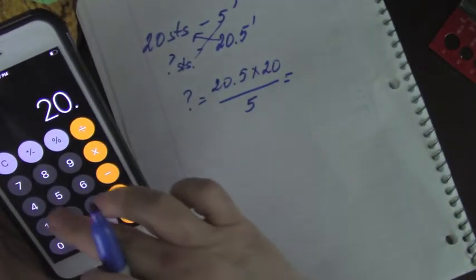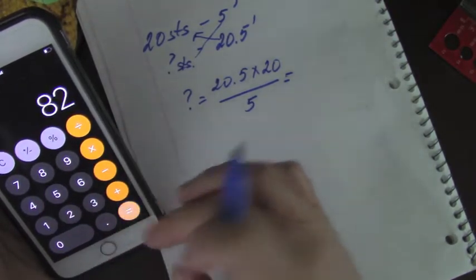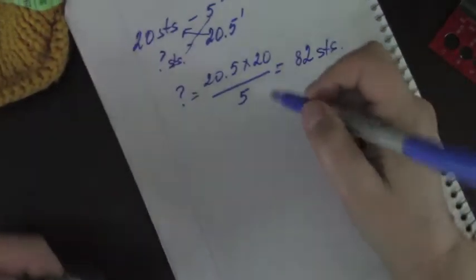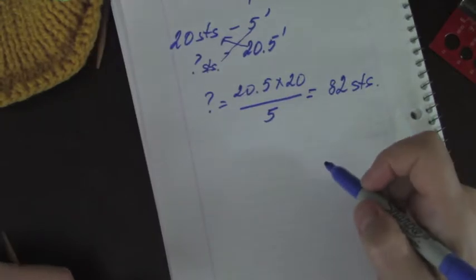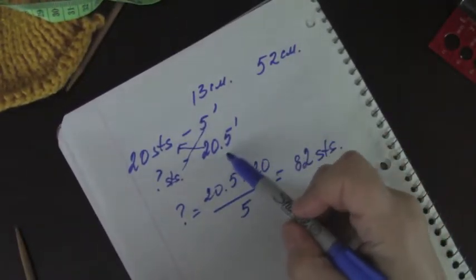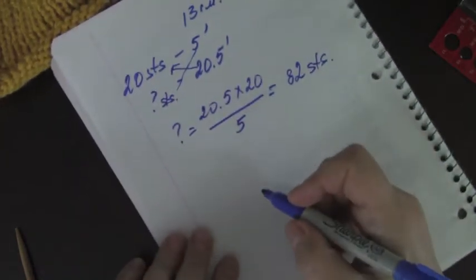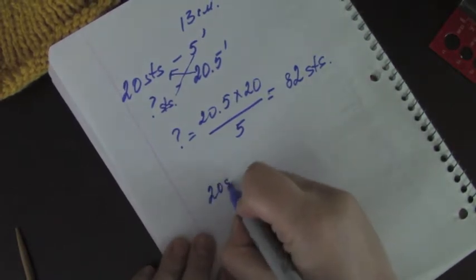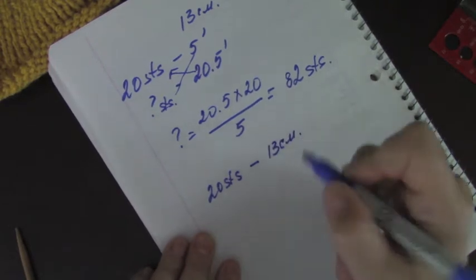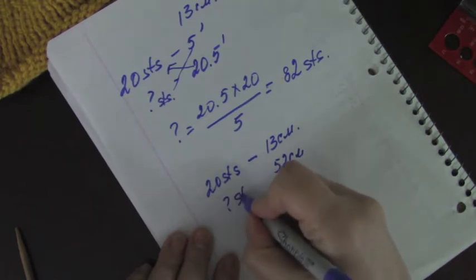So 20.5 multiplied by 20 and divided by 5 equals 82 stitches. That's how many stitches I need to cast on for a head circumference of 20.5 inches or 52 centimeters. With centimeters, you do the same. 20 stitches are 13 centimeters, and 52 centimeters are how many stitches?